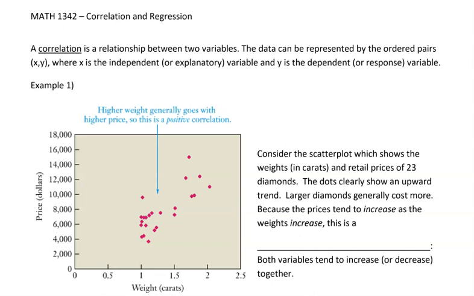The data can be represented by the ordered pairs x and y, where x is the independent or explanatory variable and y is the dependent or response variable. So this sounds complicated, but we've already seen this before. Essentially, it means that you can throw the data onto a scatter plot and get a whole bunch of points. For example 1, that's exactly what we have. We have a scatter plot, and the idea of correlation is that you can see that these are trending upwards.